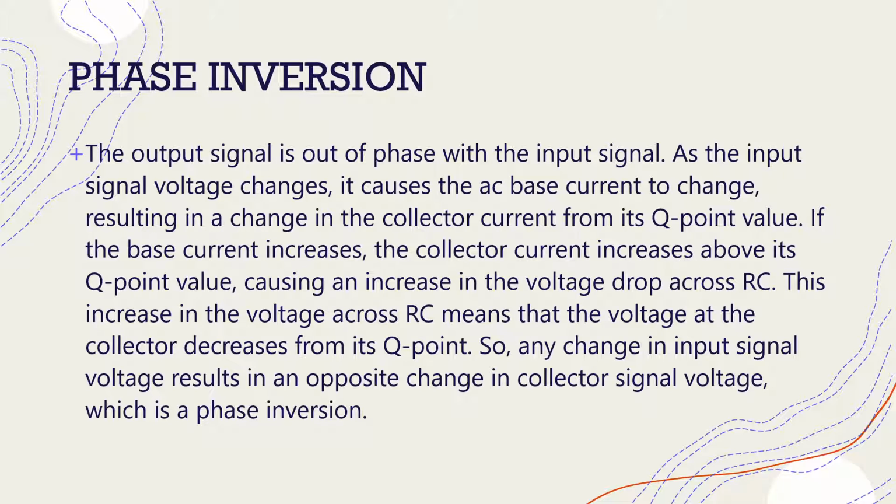Phase inversion. The output signal is 180 degrees out of phase with the input signal. As the input signal voltage changes, it causes the AC base current to change, resulting in a change in the collector current from Q point value. If the base current increases, the collector current increases above its Q point value, causing an increase in the voltage drop across the RC. This increase in the voltage across RC means that the voltage at the collector decreases from its Q point. So any change in input signal voltage results in an opposite change in the collector signal voltage, which is a phase inversion.